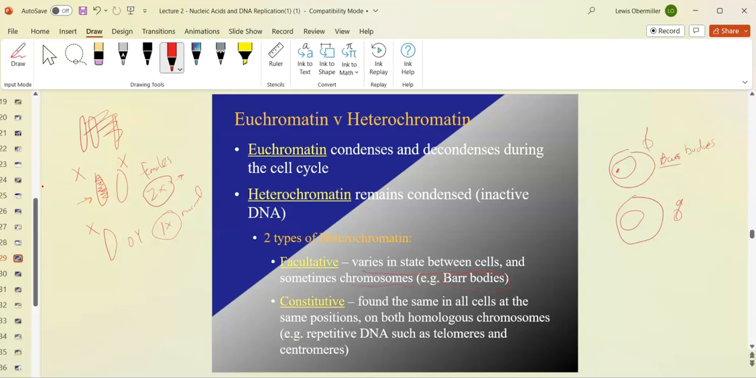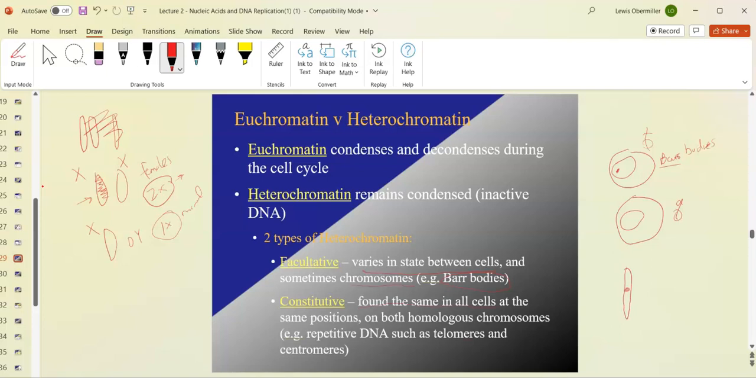It's only found in females because they have this dosage compensation where they have to condense one of their chromosomes. Constitutive is found in all cells at the same positions in homologous chromosomes. So telomeres and centromeres, and we'll talk about that later. But I mean, hopefully this is a review.